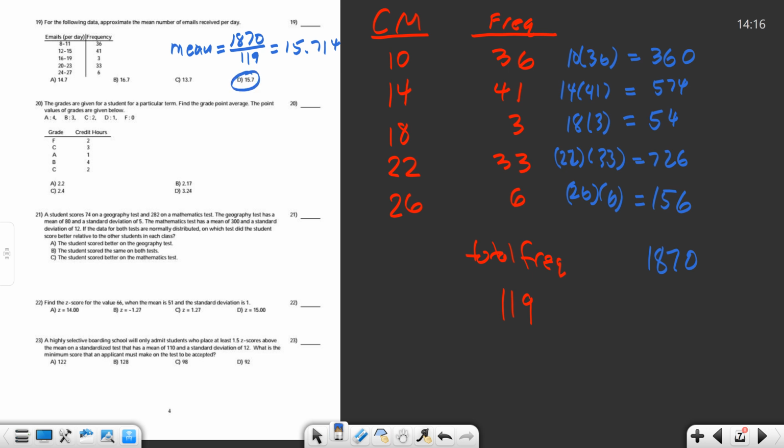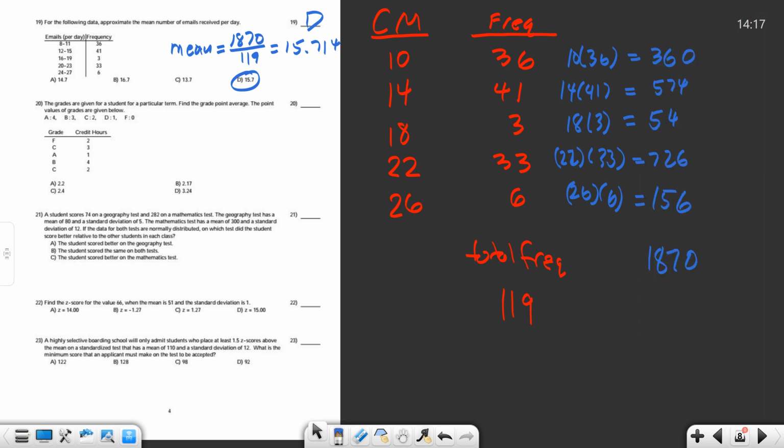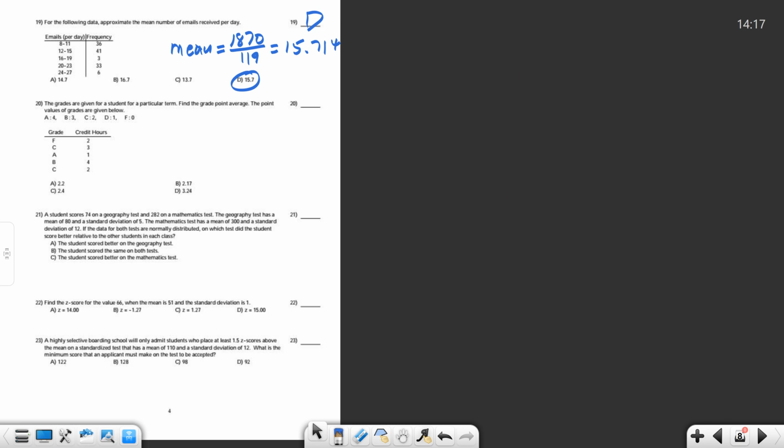15.7 is D. So let's see if D is the answer to number 19. And indeed, D is the answer to number 19. So to get myself more space here, I'm just going to duplicate that page and do this little trick that some of my students showed me, and just delete that. All right.